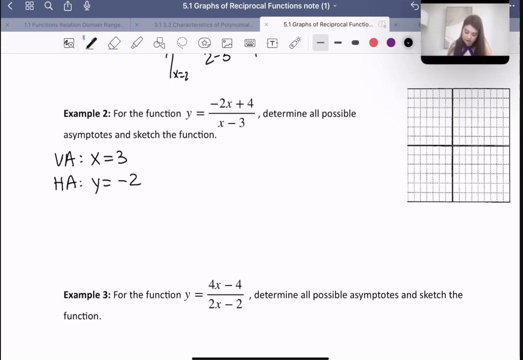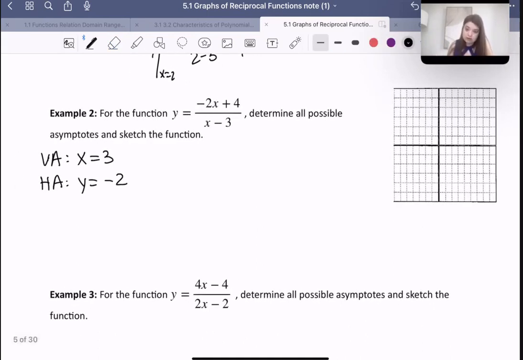Okay, so now let's draw our asymptotes. So y is equal to negative 2 for our asymptote, like that. And then we have x is 3, like that. Awesome.